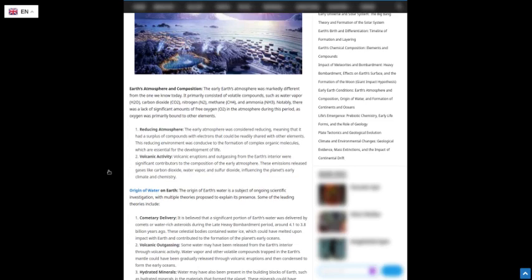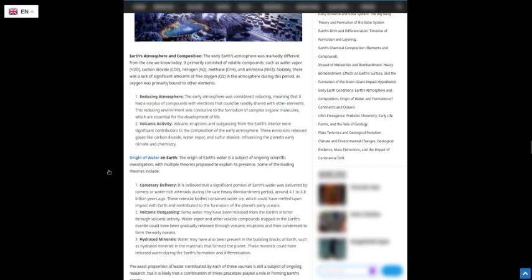2. Volcanic activity. Volcanic eruptions and outgassing from the Earth's interior were significant contributors to the composition of the early atmosphere. These emissions released gases like carbon dioxide, water vapor, and sulfur dioxide, influencing the planet's early climate and chemistry.